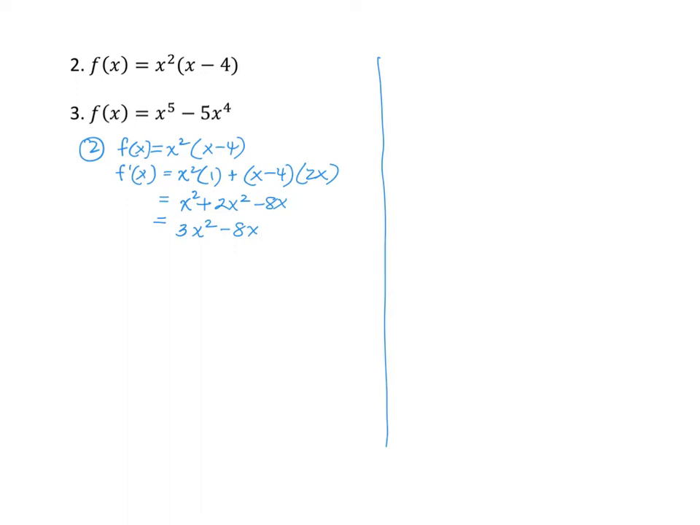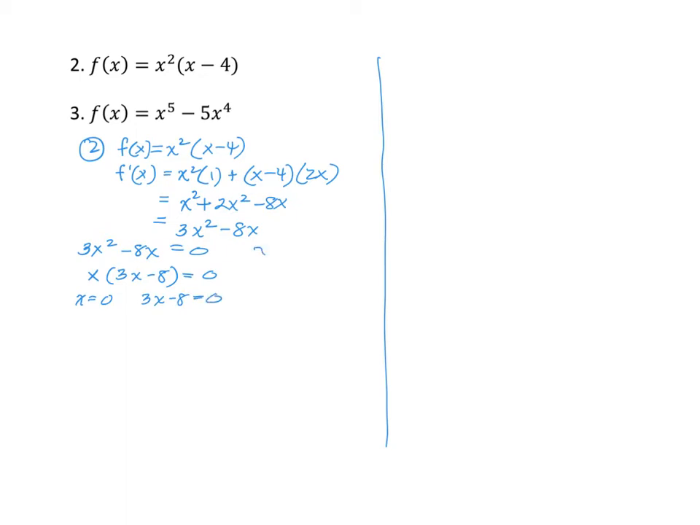And then I set that equal to 0 in order to find the critical points. I can factor out an x, and I get x times 3x minus 8. And so that means either x equals 0 or 3x minus 8 equals 0.